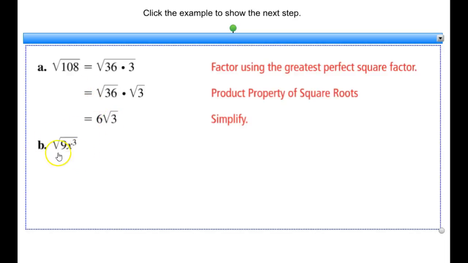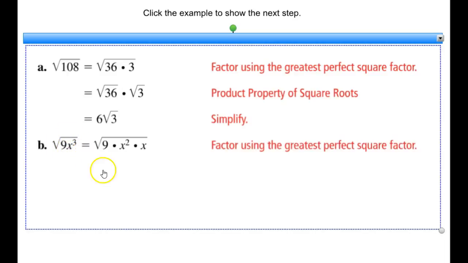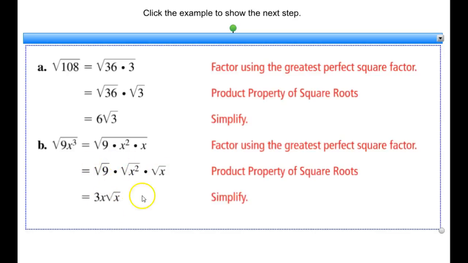Okay, so now let's look at part B. I see I'm multiplying several things underneath my radical sign, so I can simplify from there. So now I want to factor using my greatest perfect square factor. And I'm using squares because there's not a number outside here, so I'm using the square root. So I want twos of things. I know what the square root of 9 is, and I know what the square root of x squared is, so I'm breaking this down just like I did with the numbers up here. Using my product property, I separate them out: the square root of 9 times the square root of x squared times the square root of x. I know what the square root of 9 is, and I know what the square root of x squared is, so I can simplify and write my final answer that way.